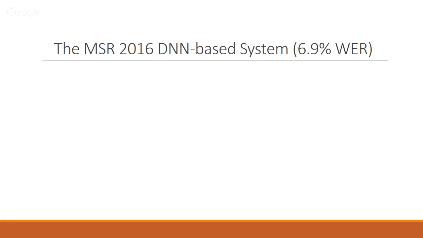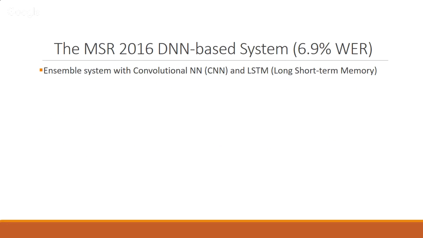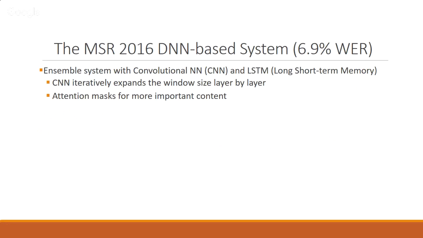Now I'll talk about the 2016 DNN-based system. So just to give you what it looked like. And this was the one which had 6.9% word error rate. And some tweaks to this actually brought it down to 5.9, which was the human parity system. So this system is actually an ensemble system. It has CNN and LSTM both. The CNN expands the window size layer by layer, and then there are attention masks for important content.